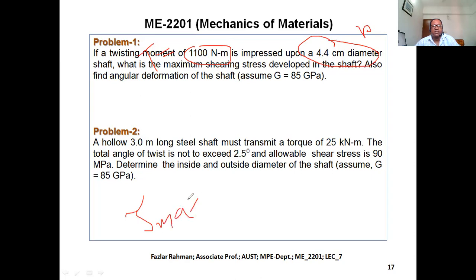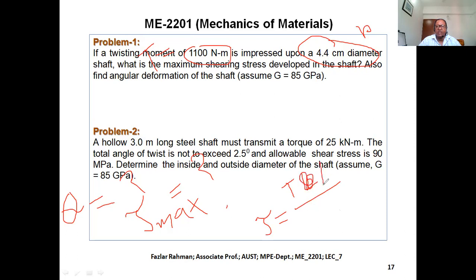So where will tau be maximum? At the outer fiber, at R, the outer point. And we also need to find the angular deformation. So they want the tau, and they also want to know the value of theta. What is theta? We have two formulas: theta equals TL divided by GJ, and tau equals TR divided by J.